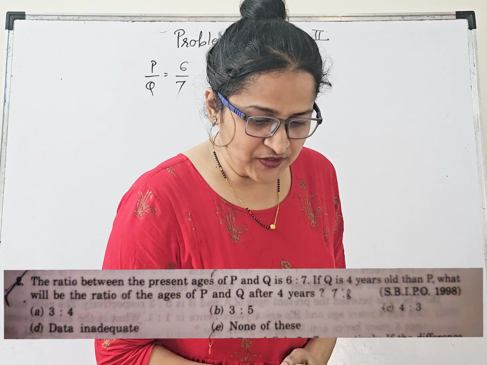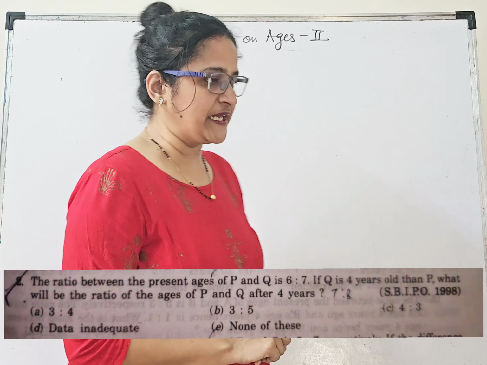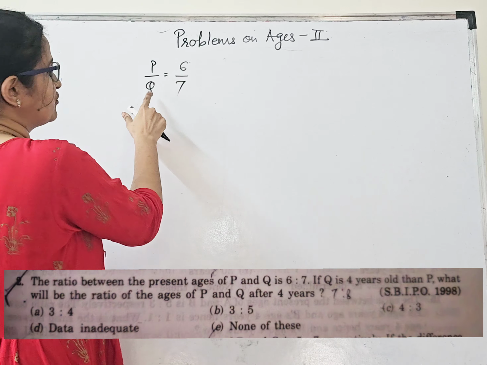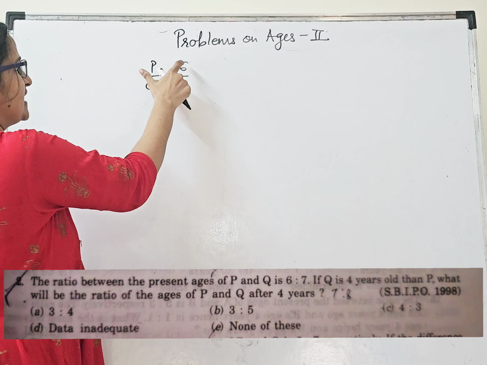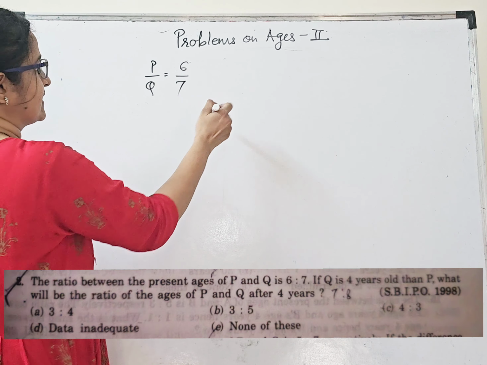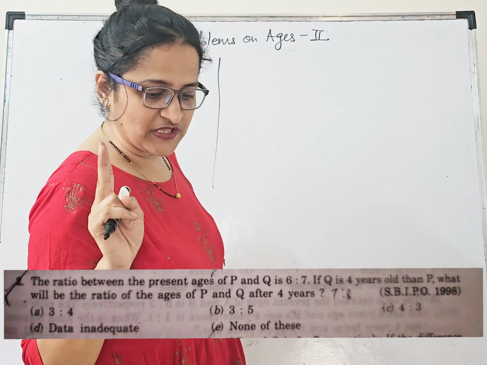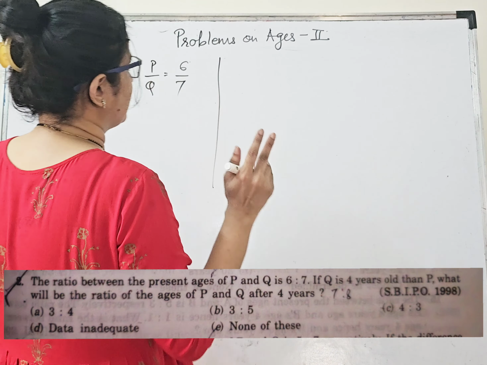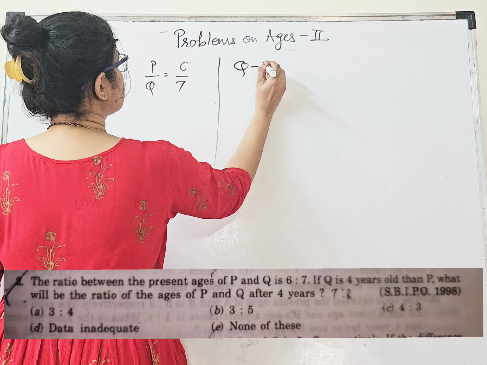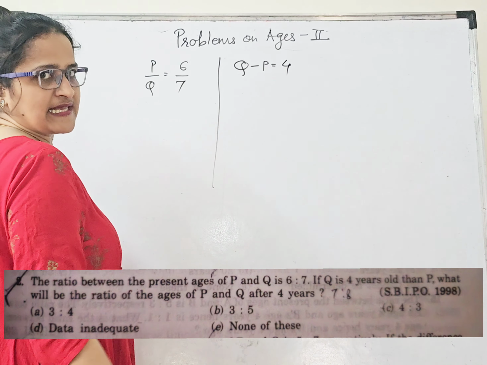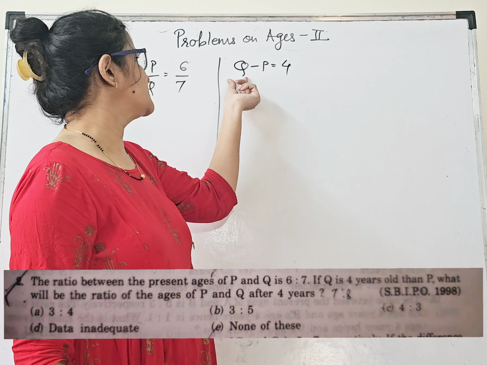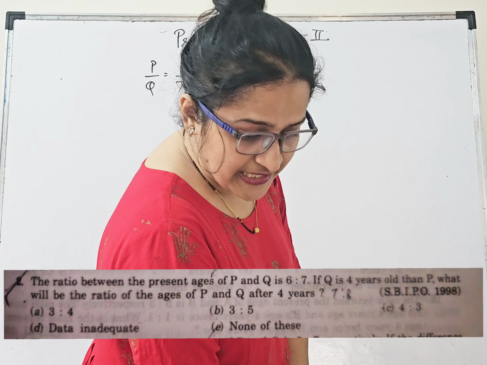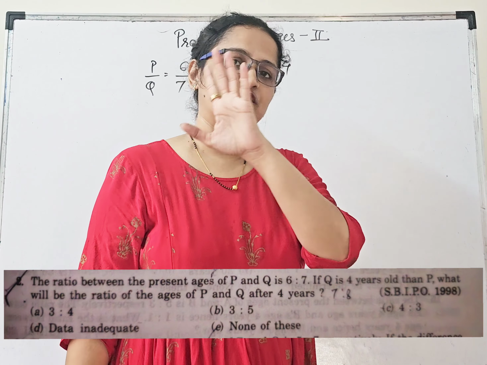If Q is 4 years older than P, by using the ratio only you can say that Q is older and P is younger, because of the numbers. But then they have given you the difference of their ages. Q is 4 years older than P, meaning that Q minus P equals 4. The gap between their ages is 4 and Q is elder, so that is why Q minus P. What will be the ratio of the ages of P and Q after 4 years?